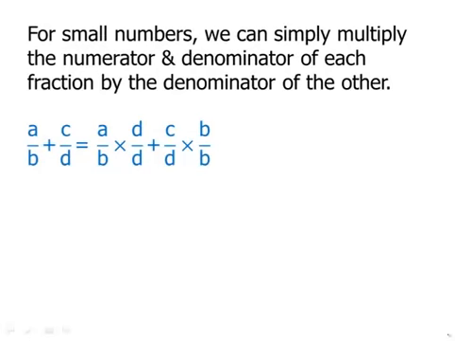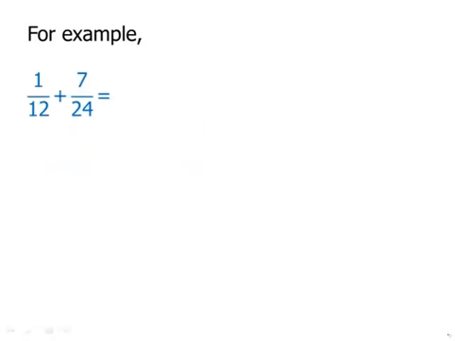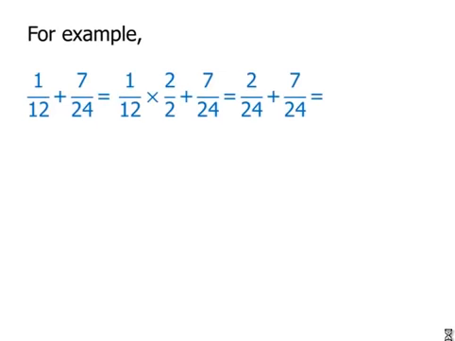The problem with using this as a default strategy is that it runs into big numbers very quickly. So for example, if I'm adding this, if I multiply the first one by 24/24 and the second one by 12/12, I'm going to get enormous numbers, much bigger than 100. It's going to be kind of cumbersome to do math with those numbers. Well, notice 24 is actually a multiple of 12. So all I really have to do is multiply the first fraction by 2/2. If I multiply by 2/2, then immediately I get a common denominator of 24. I can add and simplify.